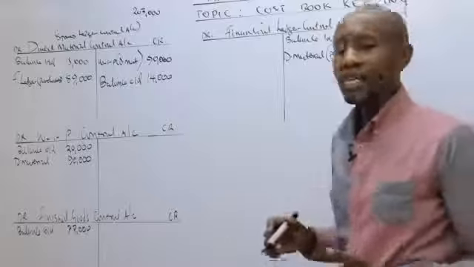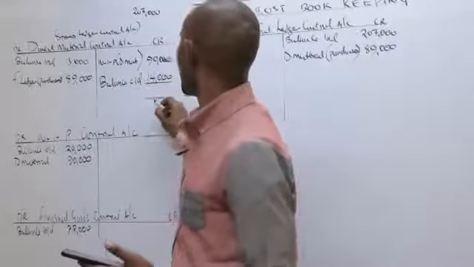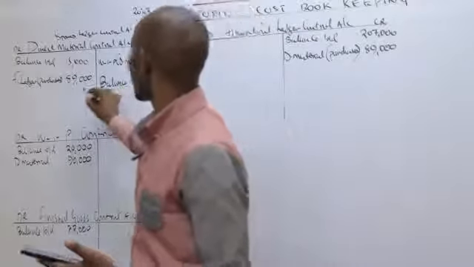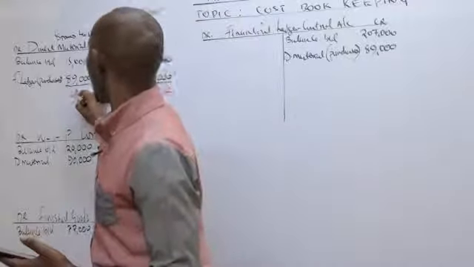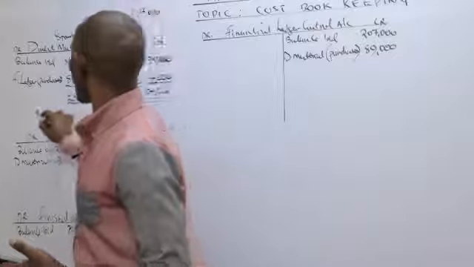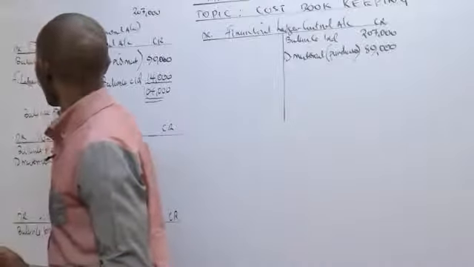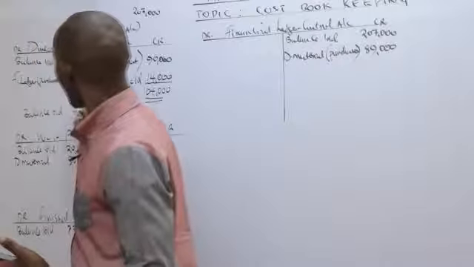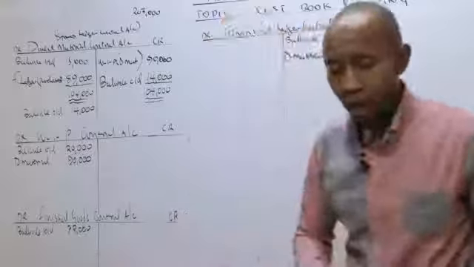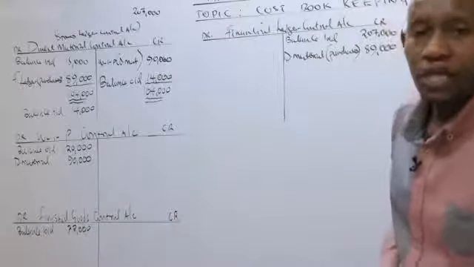Okay, it does. And then this balances very well at 104,000. And this is 104,000. So you must bring down your balances so that you have a balance brought down of 14,000, and that is what you will take to your closing trial balance.